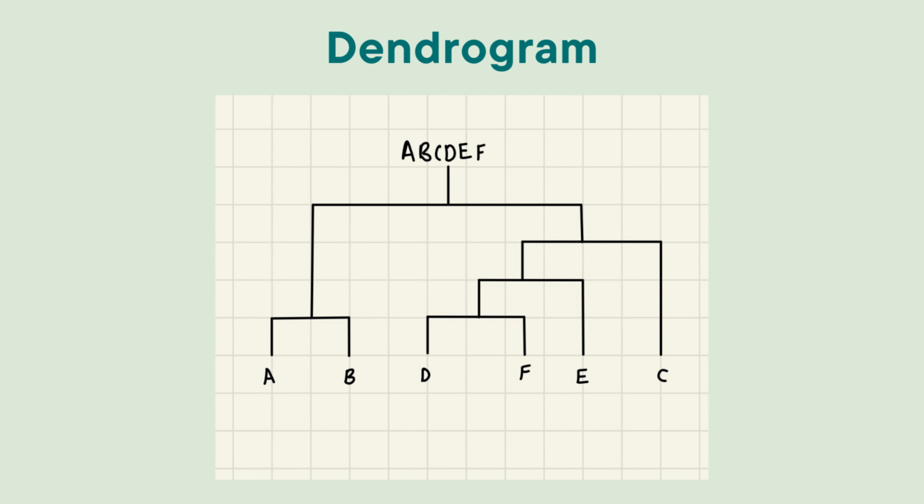This is the dendrogram for agglomerative clustering. It is from bottom to up.